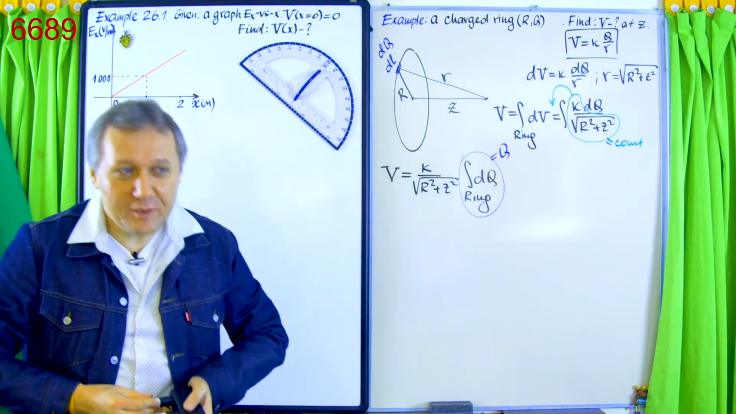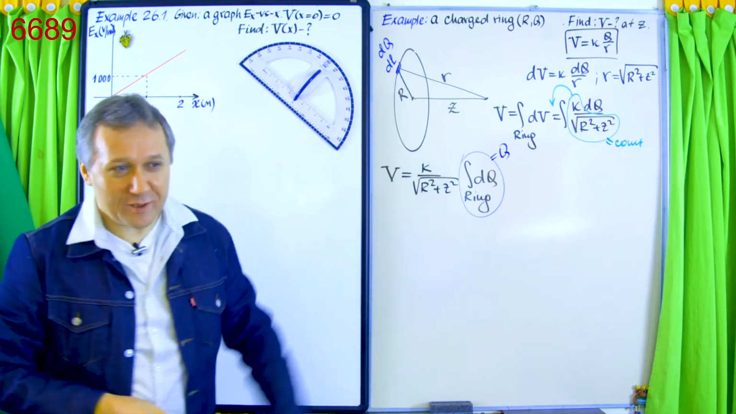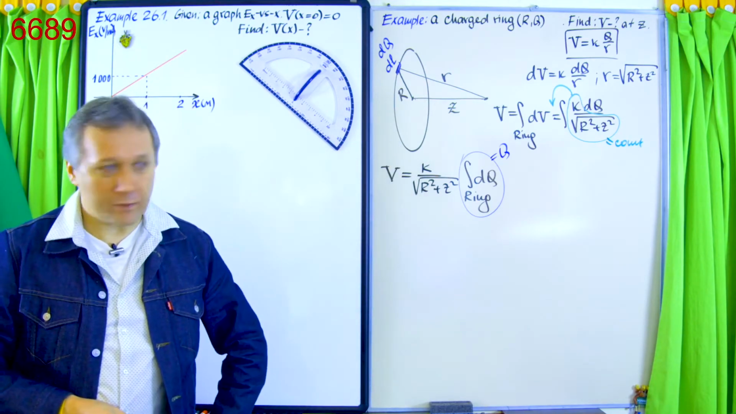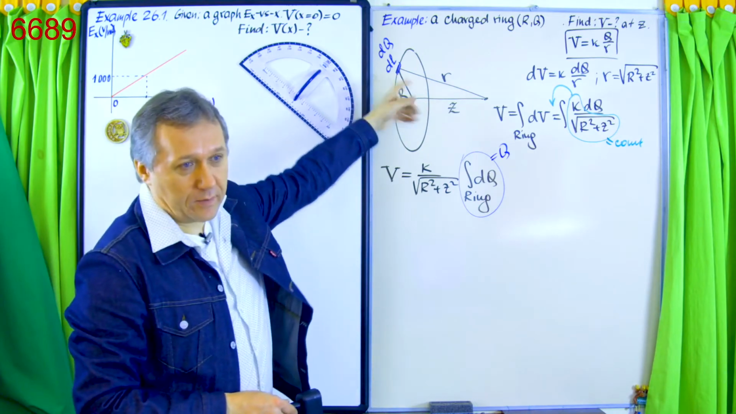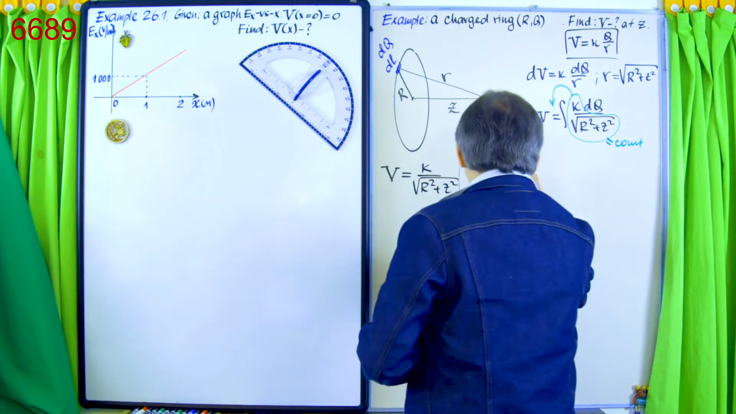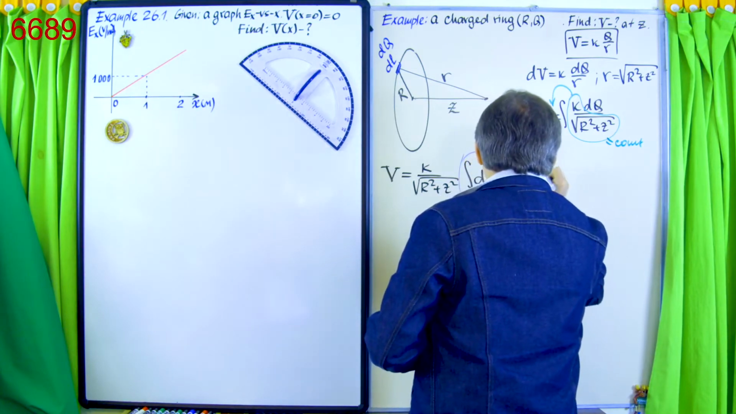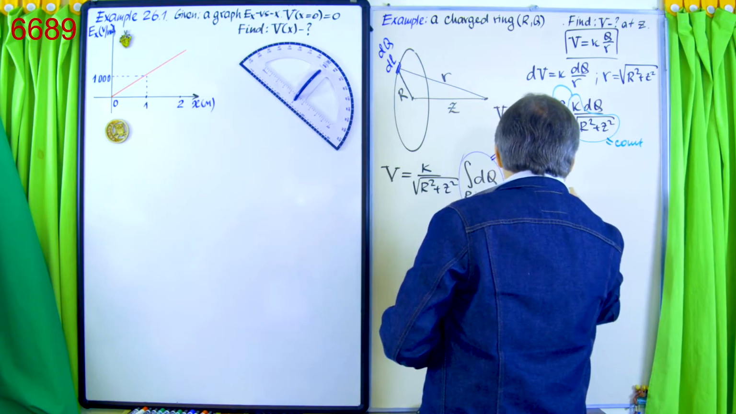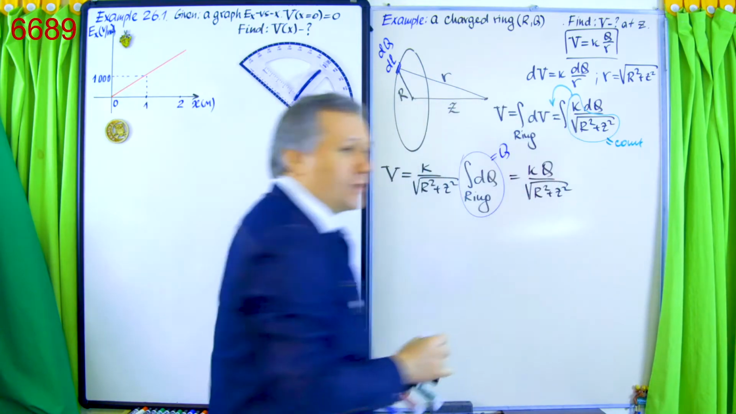So in this case, we use q as the variable of integration, right? In that example, we used L, the element of this ring, but now dq is enough. So as a result, we're getting the answer: k Q capital, divided by the square root of R squared plus Z squared. You see how much simpler this is.